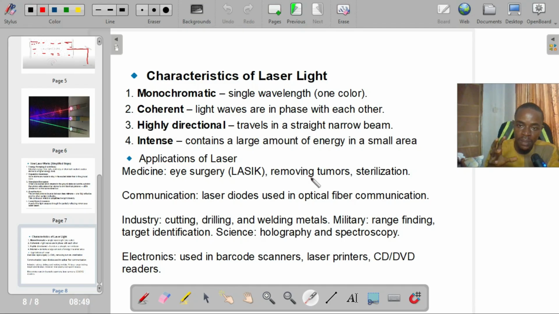Let me use a better example. Let's see a CD. You have a CD, and you play it. Something happens inside the CD. The electronics has a laser that reads what has been stored on that CD with the help of the light. So in terms of communication as well, things actually happen with the speed of light. And that's why laser cannot be explained to the fullest without talking about optical fiber.